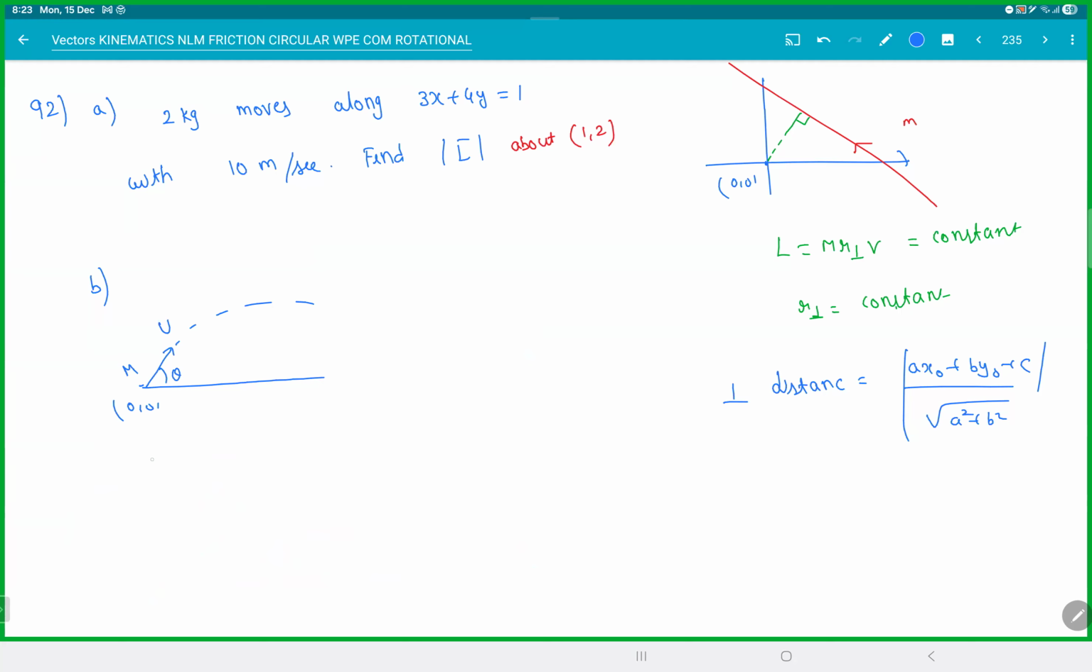You can find angular momentum: delta L bar is equal to torque dt. We did this in kinematics. This is mg and this was u cos theta t. So it is mg u cos theta dt minus k cap, from 0 to t. Integrate this, you'll get the answer for that.